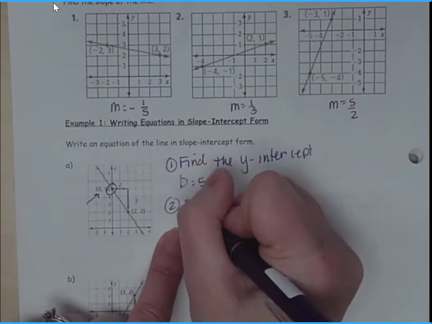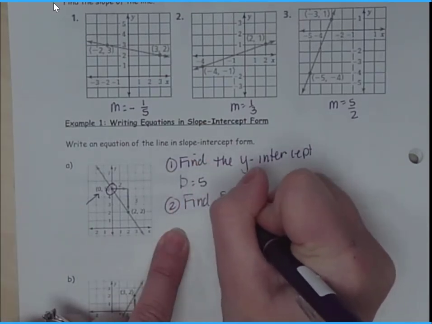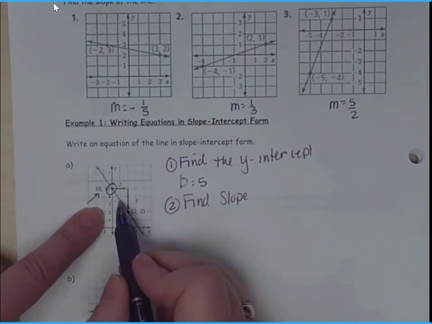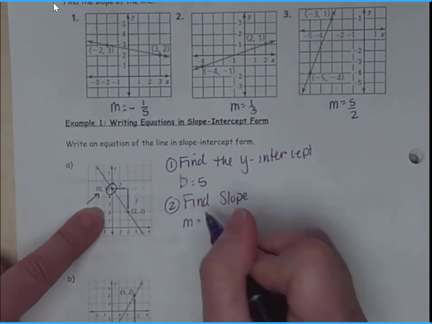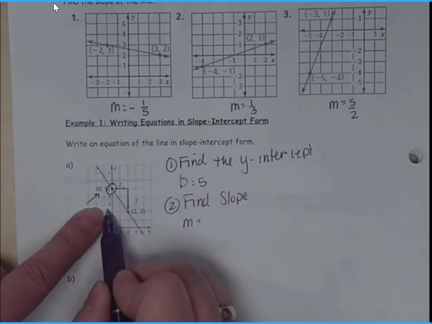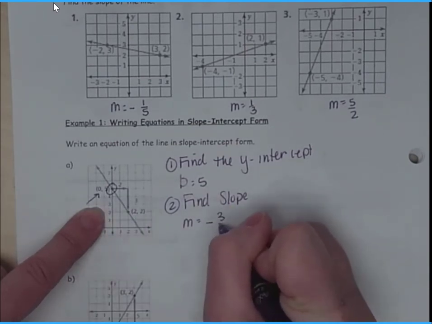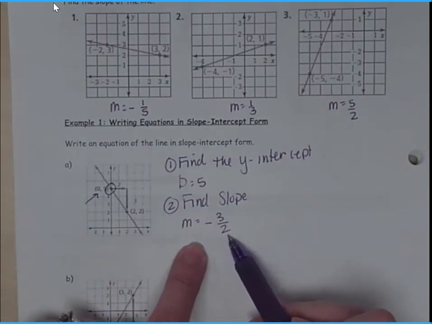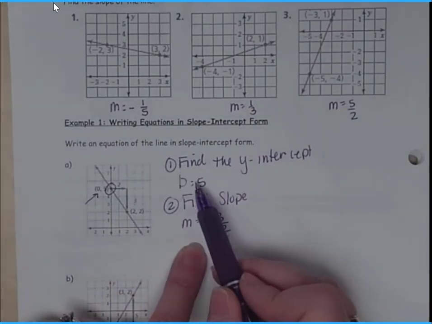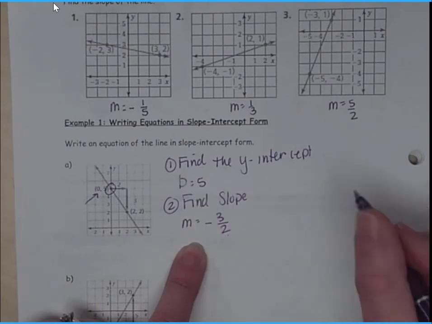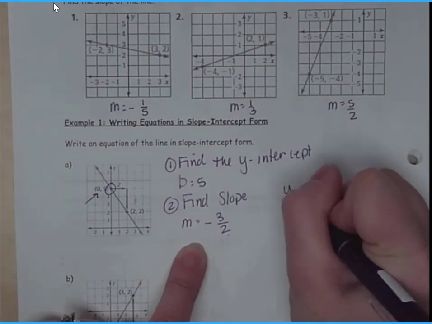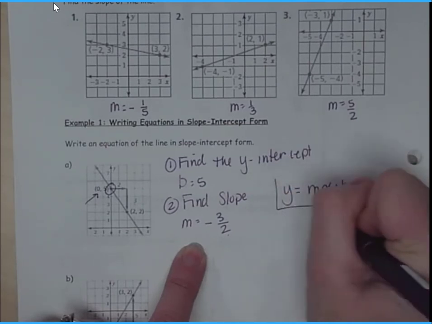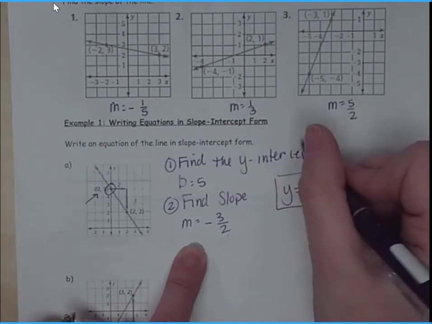The second thing I want to do is find the slope. The slope, again, is change in y over change in x. So slope is m. I'm going to go down 3, so I have a negative slope, and over 2. So I've got a slope of negative 3 halves and a y-intercept of b. Remember, my equation is y equals mx plus b. This here is slope-intercept form.